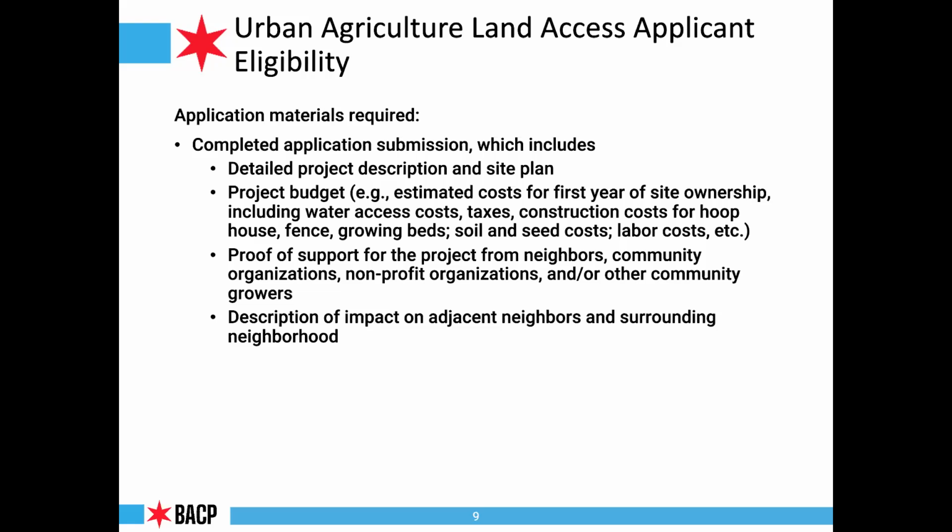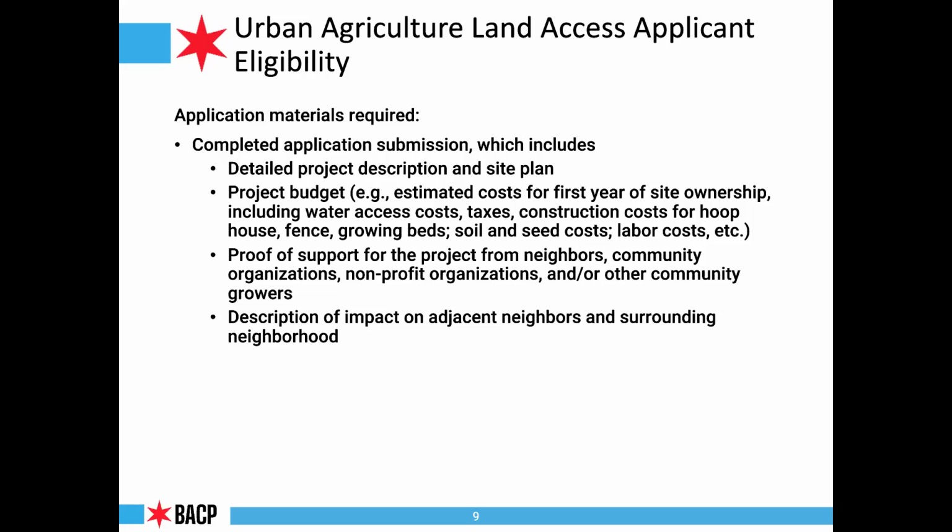They need to create and include a project budget. That can include things like the cost for the first year of ownership, water access costs, cost of taxes, construction costs for different infrastructure that will be needed at the site, like hoop houses or greenhouses, fencing, soil beds, seeds, and other types of labor costs. But not limited to that, but those are just some examples for you.